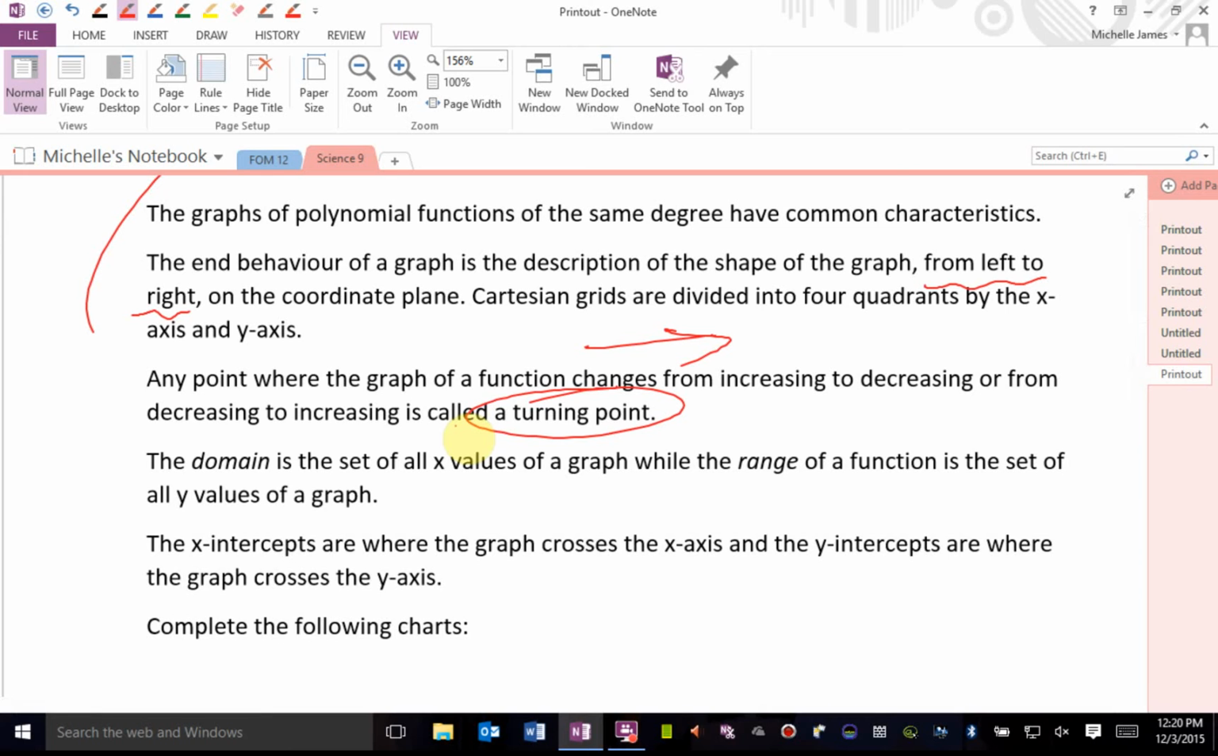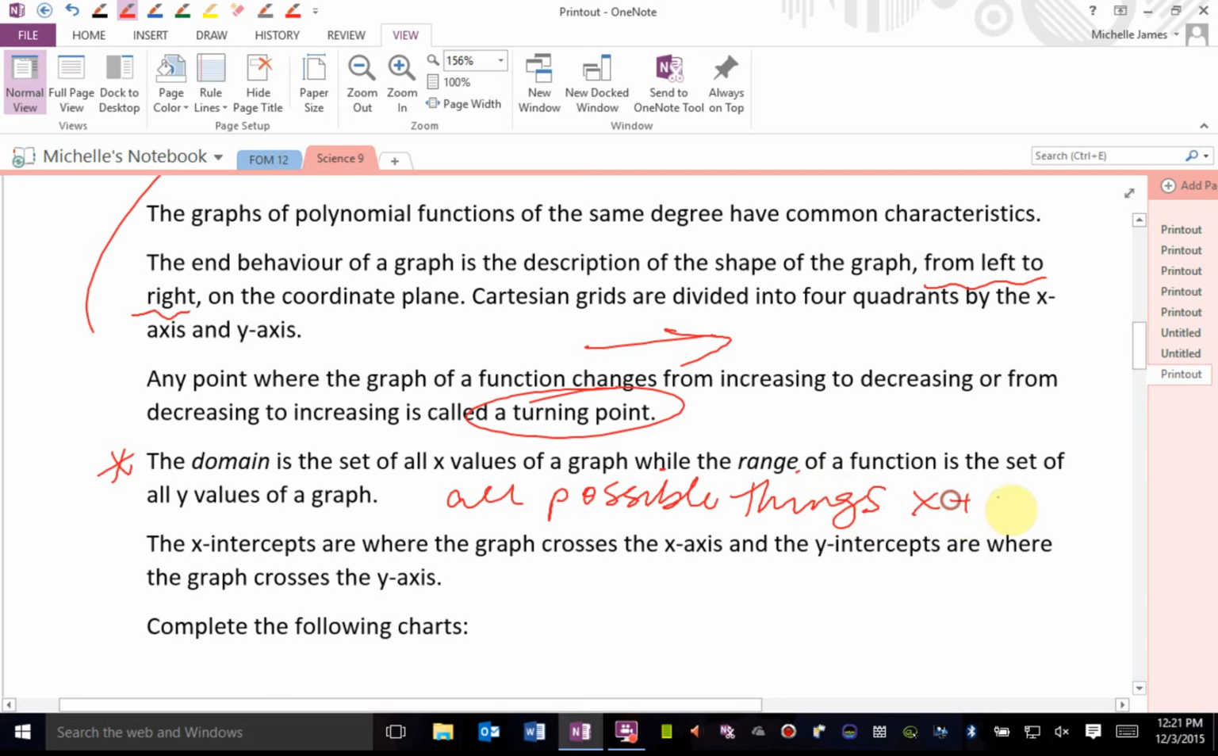We talked about domain and range yesterday. The domain is the set of all the x values of the graph, while the range of the function is the set of all y values. And remember, it's all possible values x and y can be, is an easier way to think of it. The x-intercepts are where the graph crosses the x-axis, and the y-intercepts are where the graph crosses the y-axis.